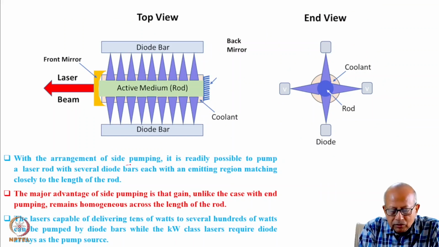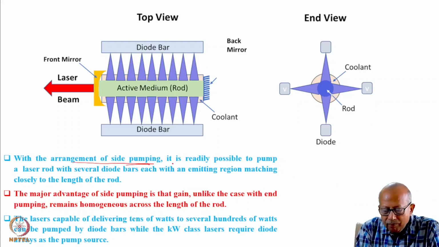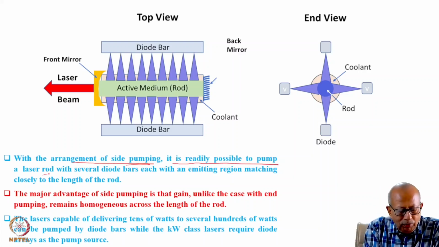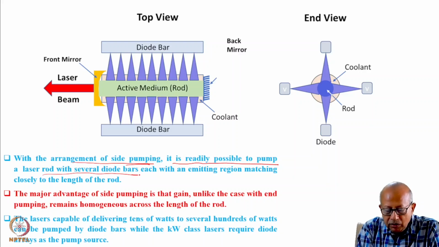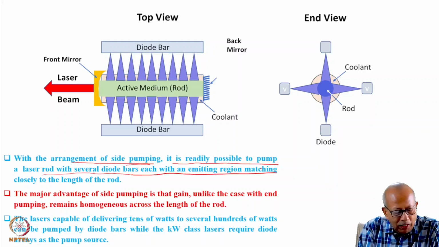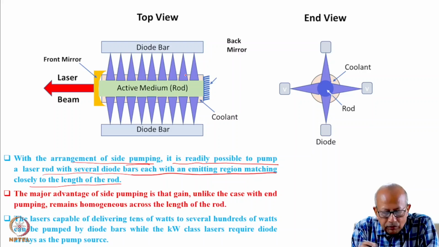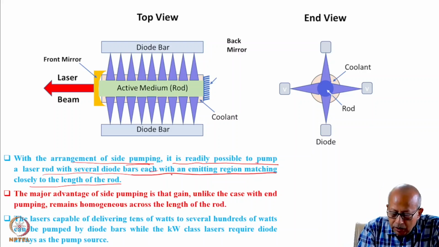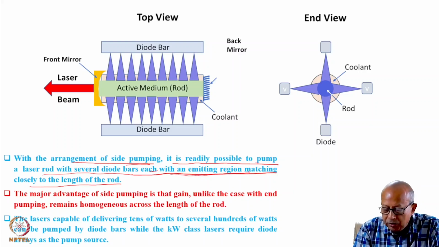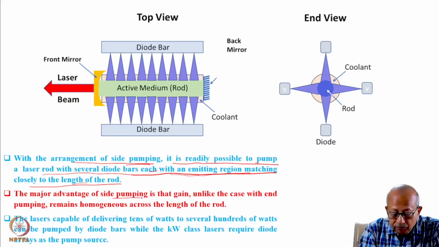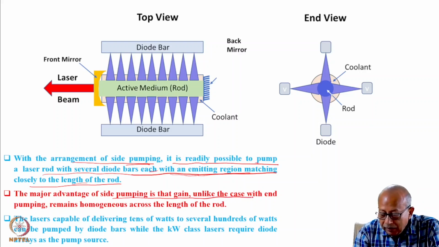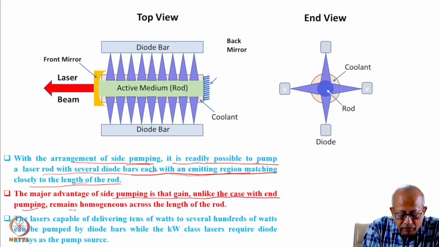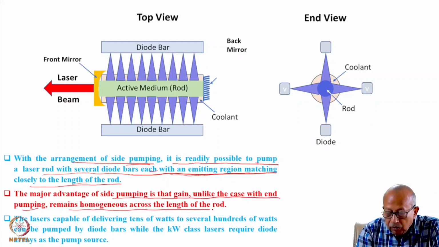With this arrangement of side pumping, it is readily possible to pump a laser rod with several diode bars, each with an emitting region matching closely to the length of the rod, to enhance the efficacy of pumping. And the major advantage of side pumping is that the gain, unlike the case with end pumping, remains homogeneous across the length of the rod.